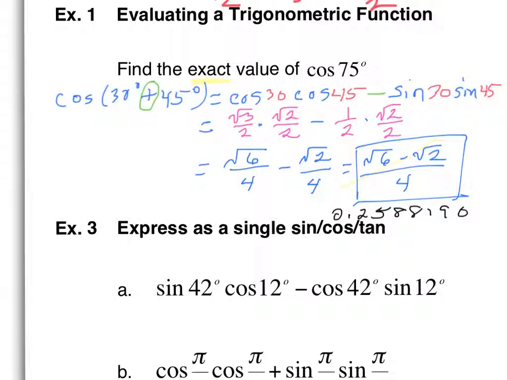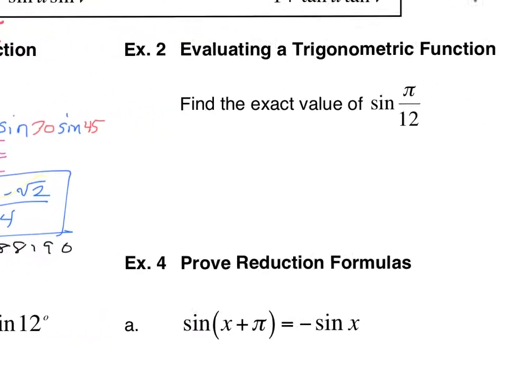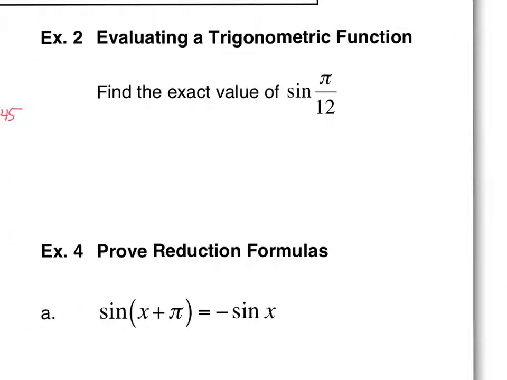Okay, so let's go ahead and go to example 2. So example 2, we're evaluating a trig function again, but this time we have radian measure of pi over 12. Do you like radian measure? Well, I don't either. So instead, we're going to do step 1. We are going to convert pi over 12 to degrees.